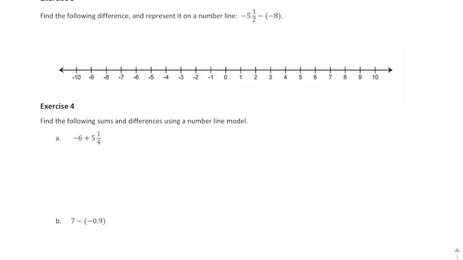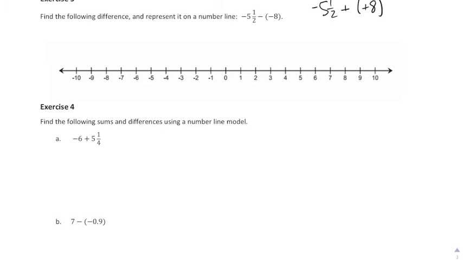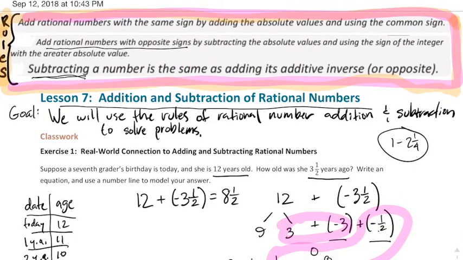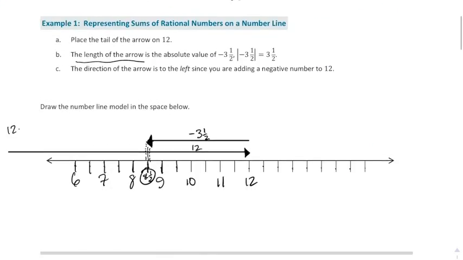So we can rewrite this problem as -5.5 plus the opposite of -8. Opposite of -8 is +8. And then we're left with an addition problem. -5.5 plus 8. We look up here, we've got adding rational numbers with opposites: add rational numbers with opposite signs by subtracting the absolute values and using the sign of the integer with a greater absolute value.